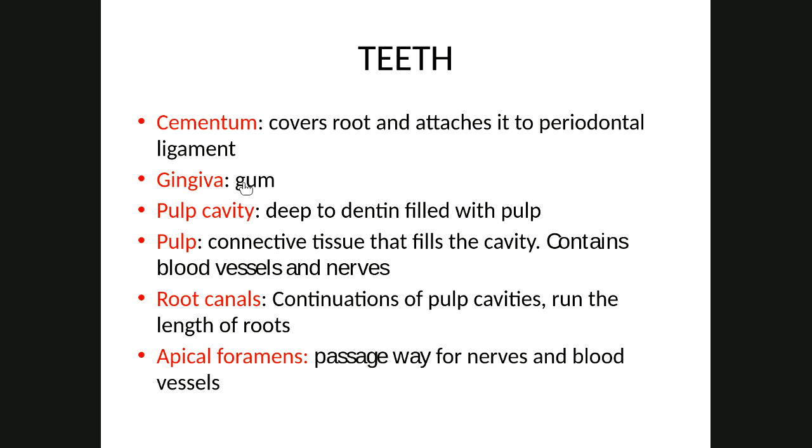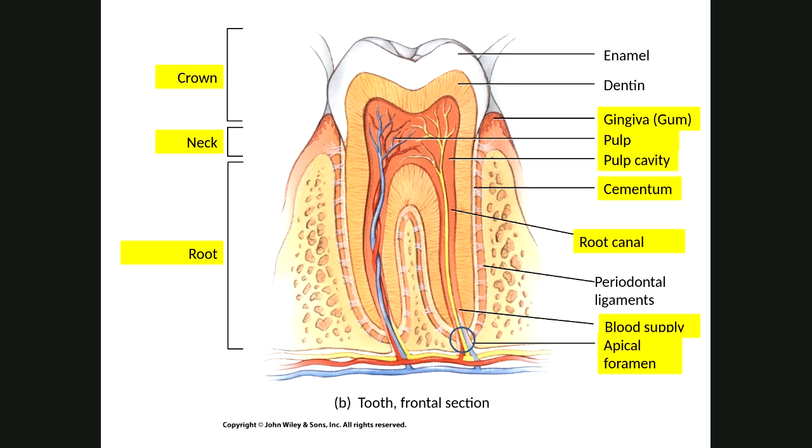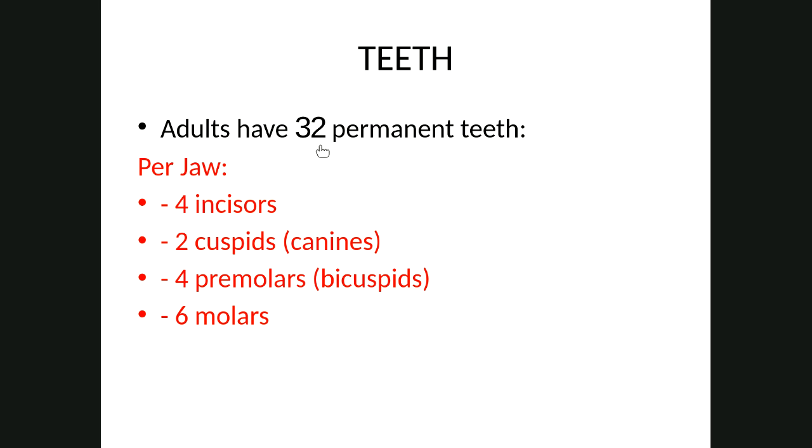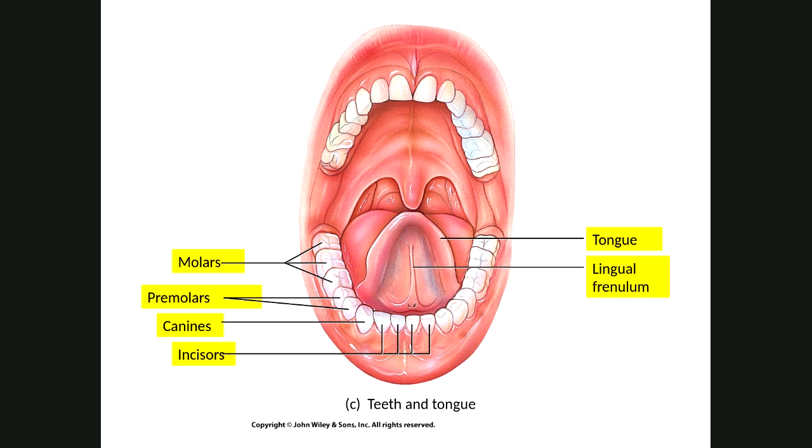Let's see, gingiva, pulp cavity, pulp, root canals, apical foramen. Okay, so at the opening here, here's the apical foramen, blood vessels, root canal. Here are the teeth. You have 4 incisors, 2 cuspids, 4 premolars, and 6 molars. All right, here are the molars, premolars, incisors, and the same on the other side.